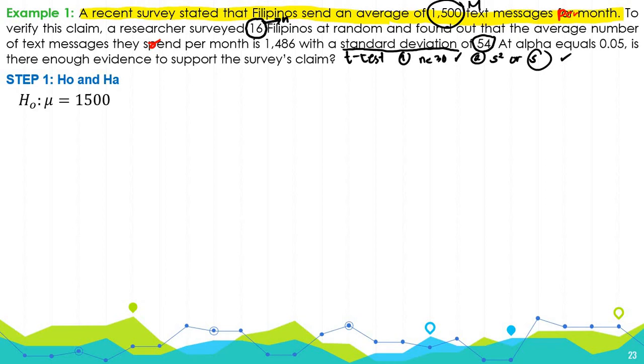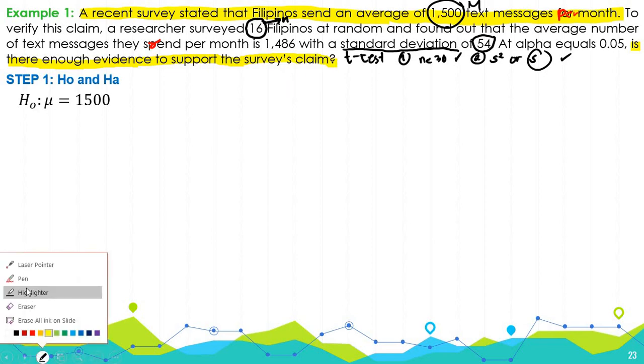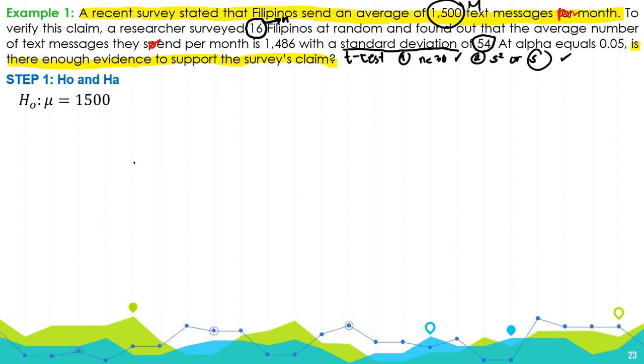Moving on, let's identify what is the alternative hypothesis. The alternative hypothesis can be identified by determining what is the goal of this particular research. And it says here that we need to answer this question. Is there enough evidence to support the survey's claim? So basically, this is a question generally asking us whether or not the null hypothesis is true. So it's not something specified, but rather generalized. Hence, it will be a two-tailed alternative test.